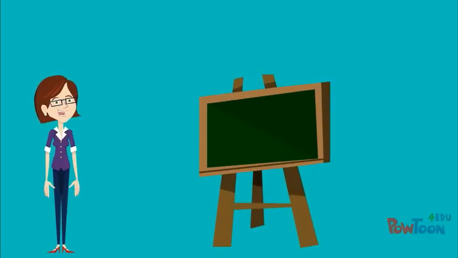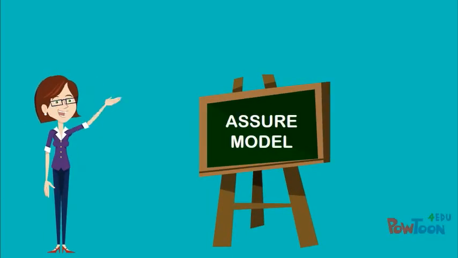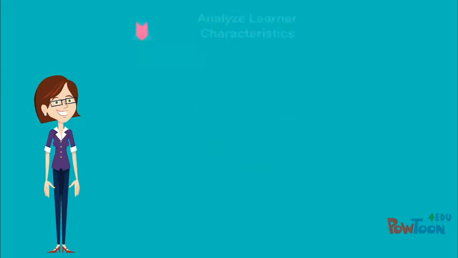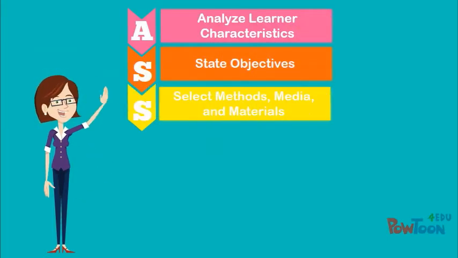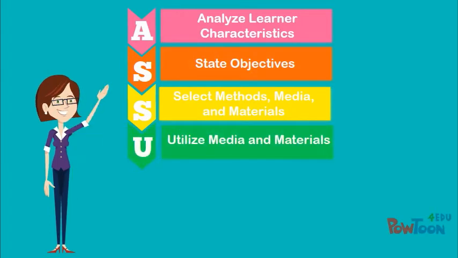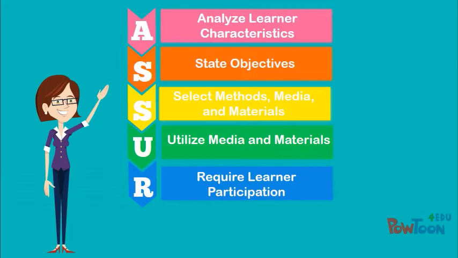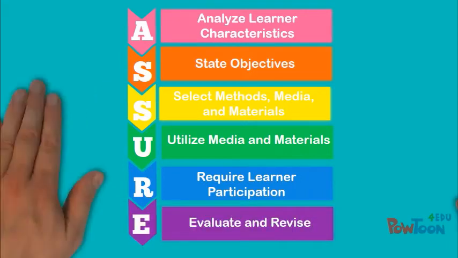Now we are going to overview each step of the Assure model. The Assure model is an acronym that stands for Analyze the Learner Characteristics, State Objectives, Select, Modify, and design strategies and materials, Utilize technology and materials, Require learner response, and Evaluate.